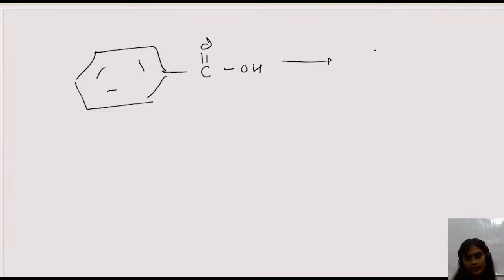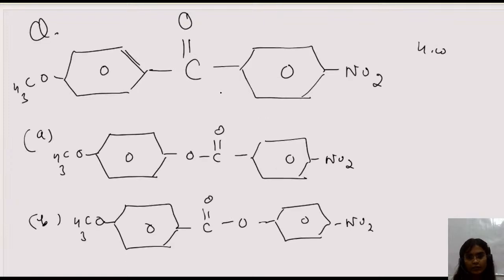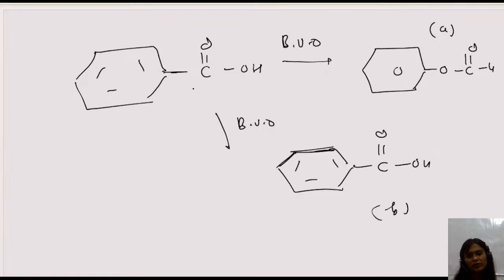Okay, in this case, option number A, and please, it's a Baeyer-Villiger oxidation. I guess I missed this here. Baeyer-Villiger. Okay, just solve this here only. A is correct or B is correct according to you? This last one.